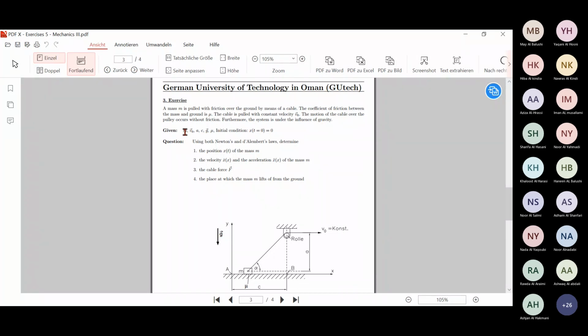It's given the mass, the very initial velocity v0, which is constant, and mu as the friction coefficient, or coefficient of friction. And now here we have the geometry, the distances C and A.